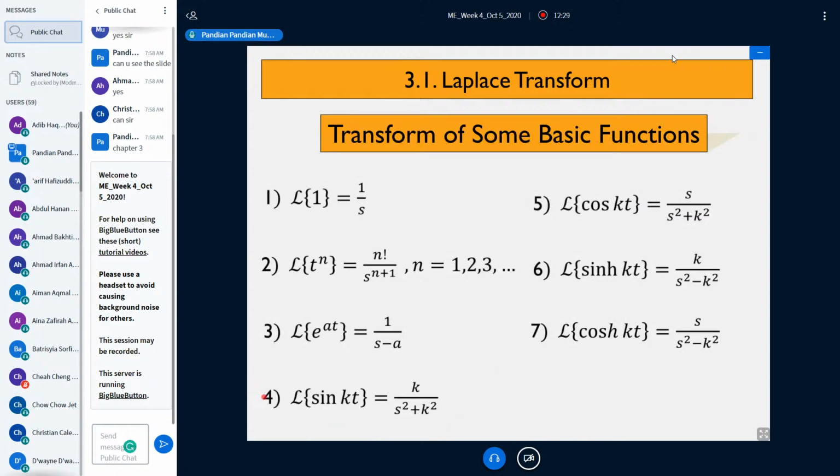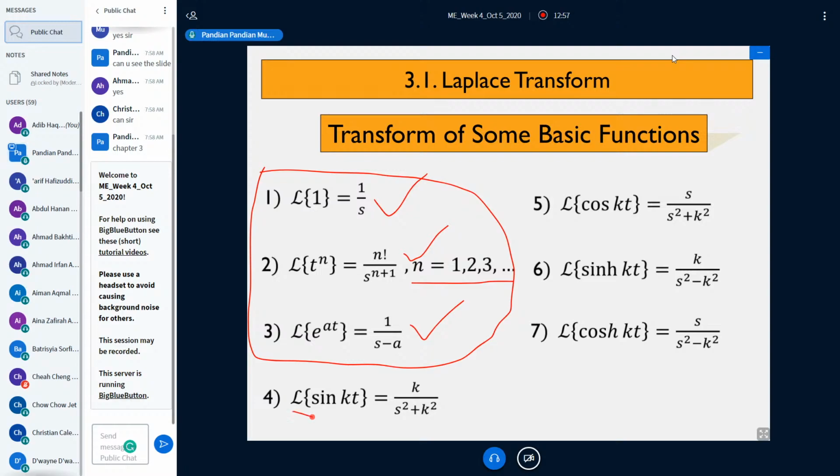So now you can create this table. Laplace of 1 is 1 over s. Laplace of t to the power n is n factorial over s^(n+1), n being 1, 2, 3, 4, and so on. Laplace of e^(at) is 1 over s minus a, where a can be any real number. So you must memorize this or you must refer to this. We already showed these three, already finished. Now for sin kt, you can try at home. The formula is given already: Laplace of sin kt is k over s squared plus k squared.